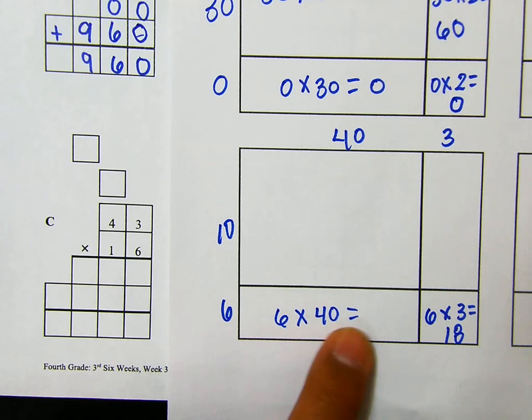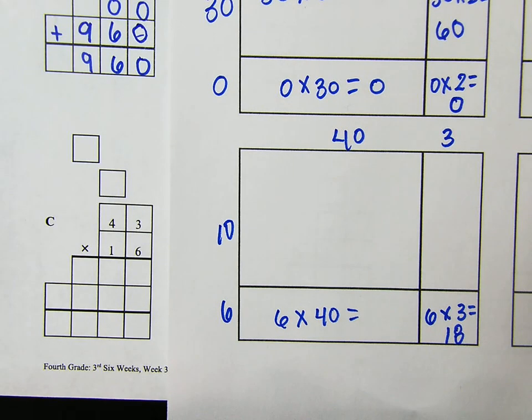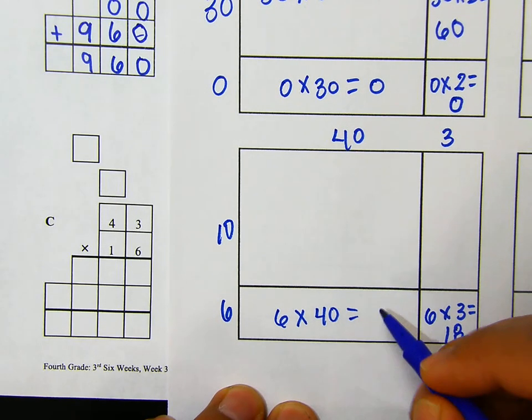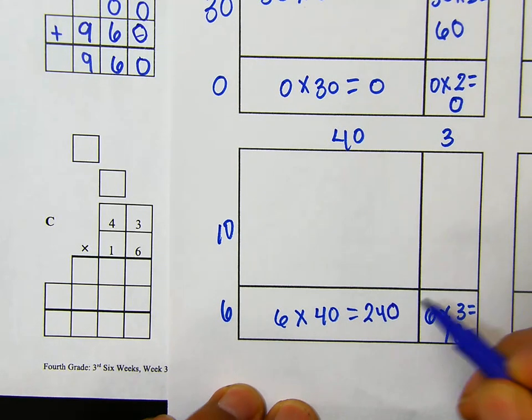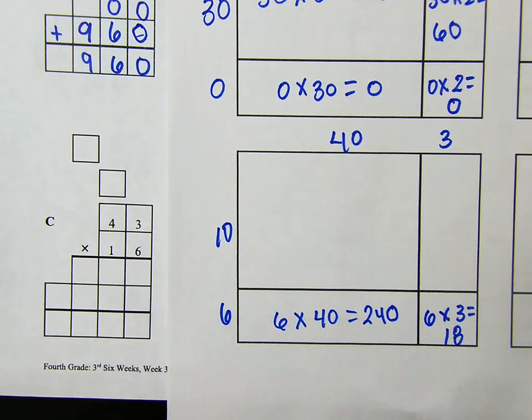Equals 6 times 40. So I can use my trailing zero strategy. I know 6 times 4 is 24. And then just bring that trailing zero. So 6 times 40 is 240.